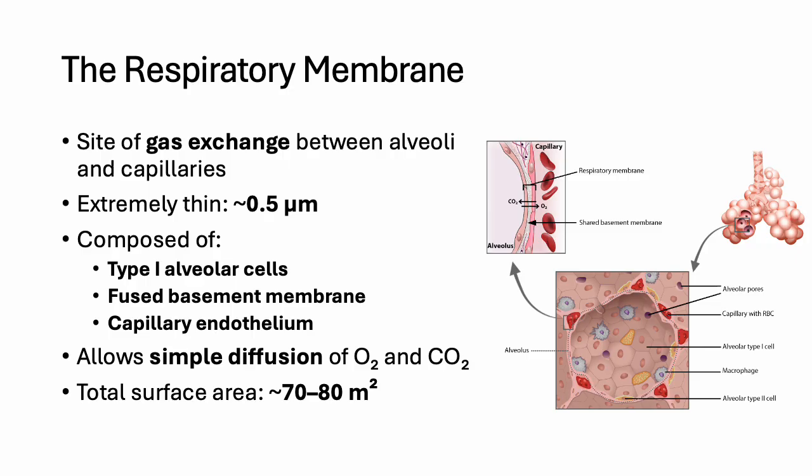Together, these layers create a smooth, low-resistance pathway through which oxygen diffuses from the alveolus into the blood, and carbon dioxide diffuses out of the blood into the alveolus. This structure is perfectly optimized for simple diffusion, allowing gases to move passively down their concentration gradients. The large total surface area of about 70 to 80 square meters ensures that enough oxygen can be transferred to meet the body's metabolic needs, even during exercise.